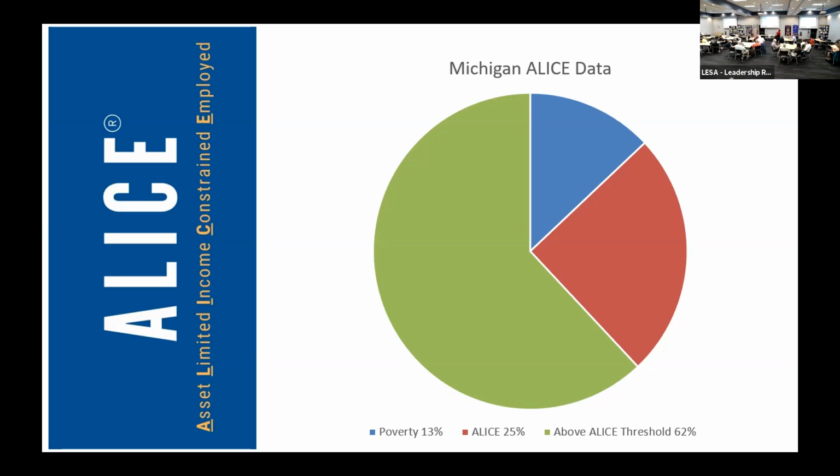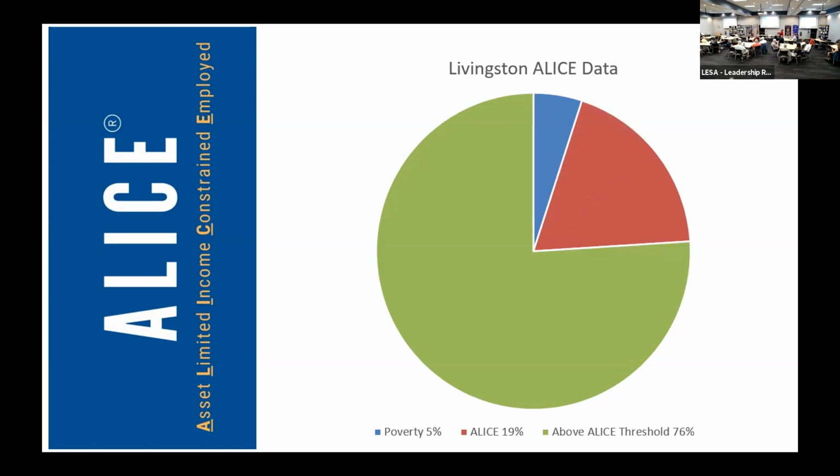And so I just wanted to share that in the state of Michigan, in the 2021 ALICE report, 13% of the state of Michigan lives below the federal poverty level. And in the ALICE bracket, those folks above federal poverty but below self-sufficiency, it's about 25%. So let's bring it home, though, to Livingston County. We have 19% in the ALICE population and 5% in poverty. And I just thought it would be a good thing to mention right now.